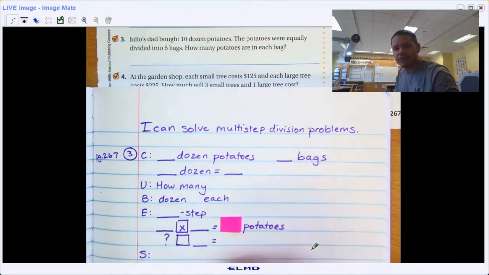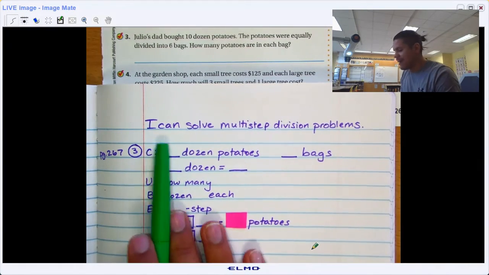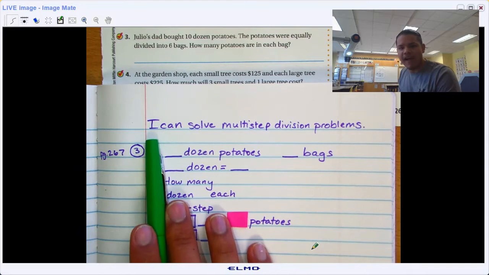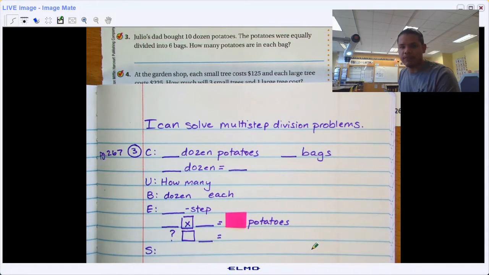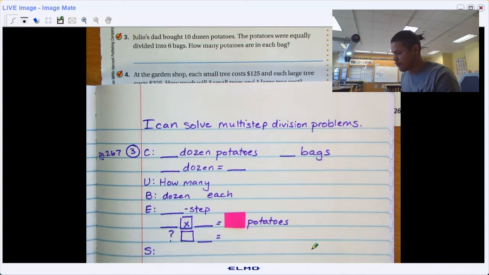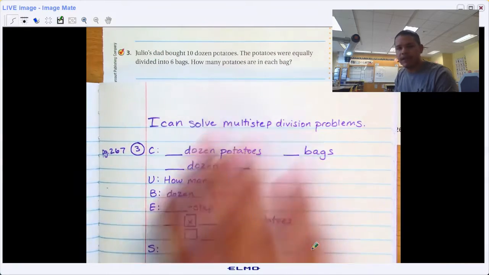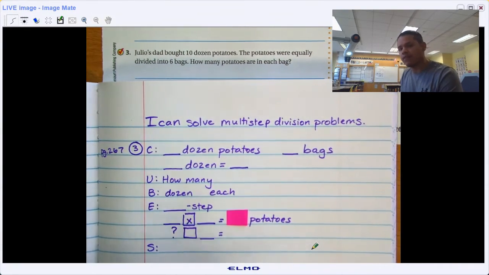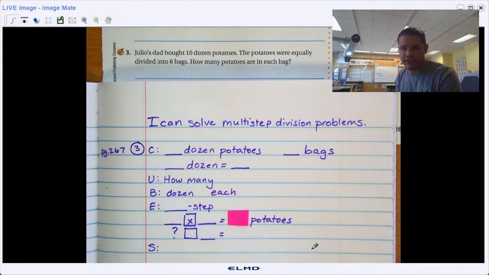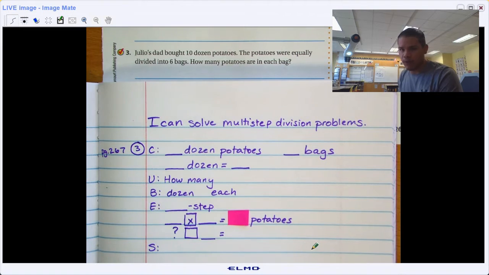So please make sure you have your math notebook and go ahead and write your I can statement. Your I can statement is, I can solve multi-step division problems. Please take a moment and write that down. Thank you for writing. So let's take a look at this problem and let's break it down, okay? Now, I'm using my notebook so that way I can show you the strategy that you can use when you're solving the problems for your quick check today, okay? You can do it on your notebook or you can use a whiteboard.